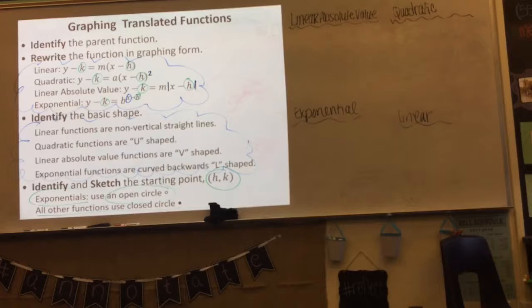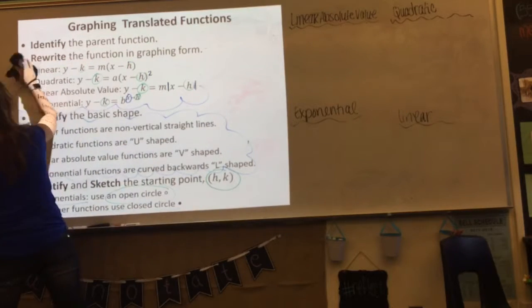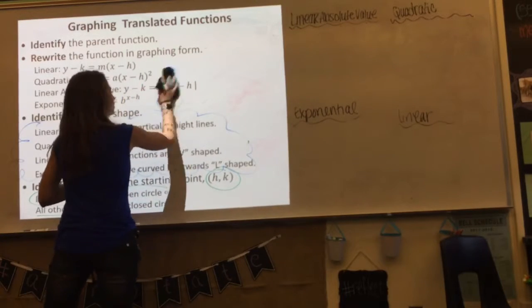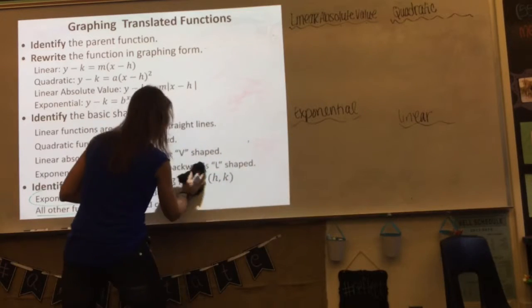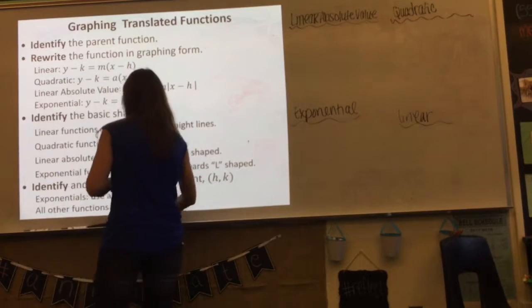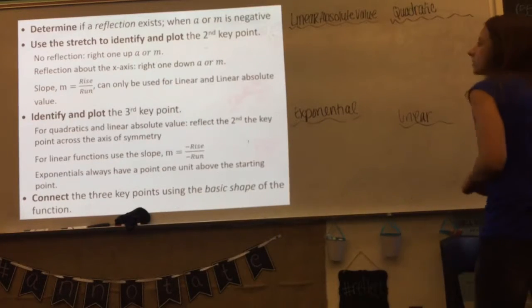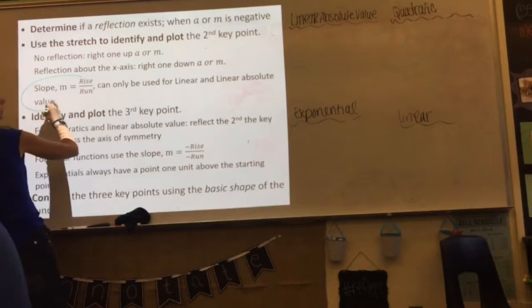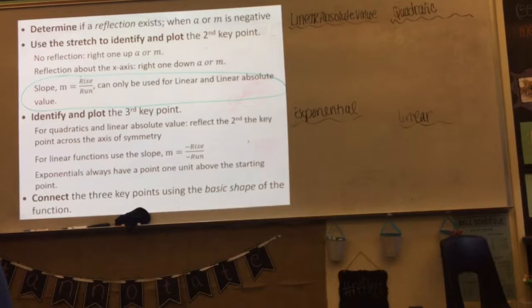Okay, and we're going to circle that part about slope. What are the only two we can use slope with? Linear and linear absolute value. Okay, so make sure that you circle that. Slope can only be used with linear and linear absolute value. All right, what do we use otherwise?